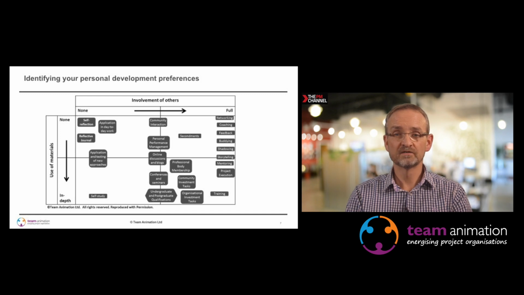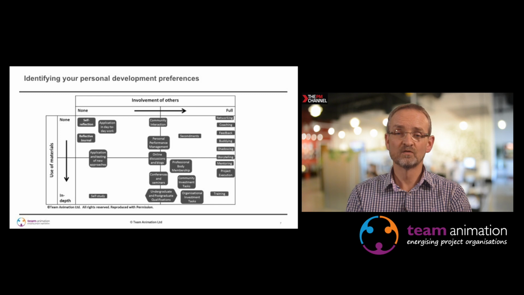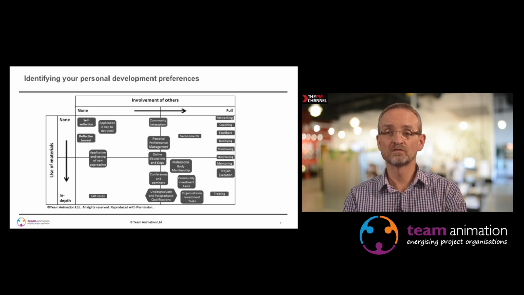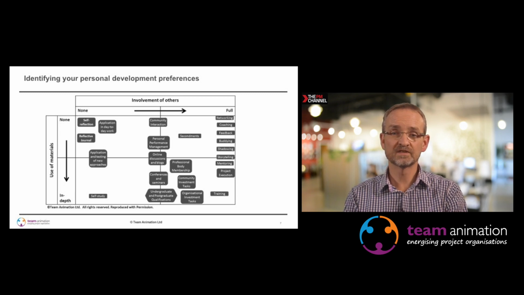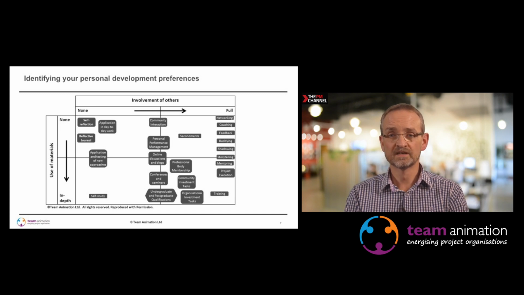Some people are down in the bottom right, so they like lots of involvement of others and lots of use of materials, and that's typically training. You go along to a room, there's usually lots of stuff, interventions, knowledge imparted, but there's also lots of other people around to engage with. Some other people are at the very opposite end, very much about reflective journals, giving a little bit of knowledge and material, but them going away and reflecting on it.